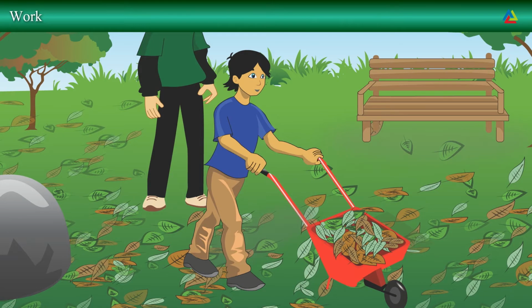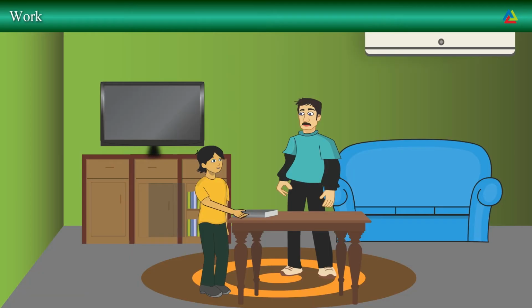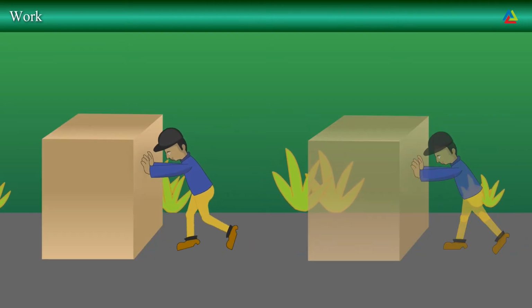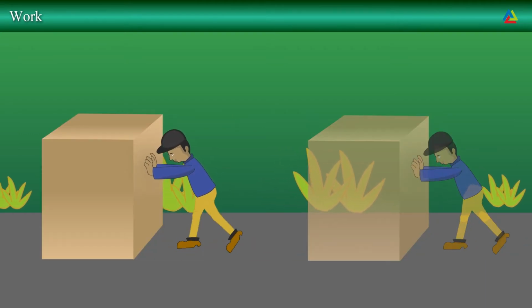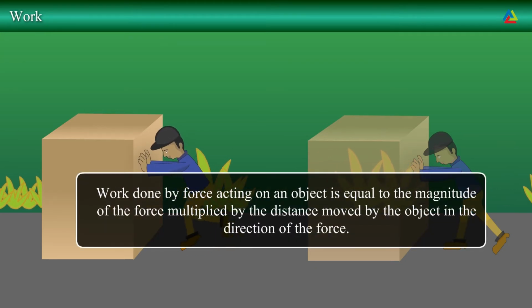If you push this trolley and the trolley moves through a distance, then work is done. If I lift up this book, then only work will be done. To lift the book, you applied force and the book rises up. Hence there is displacement of the book. Hence, work is done. Work done by a force acting on an object is equal to the magnitude of the force multiplied by the distance moved by the object in the direction of the force.